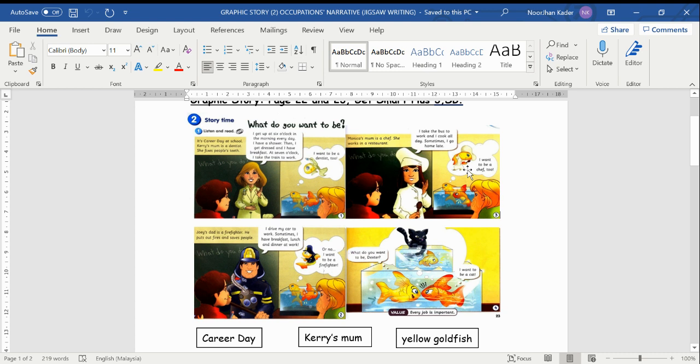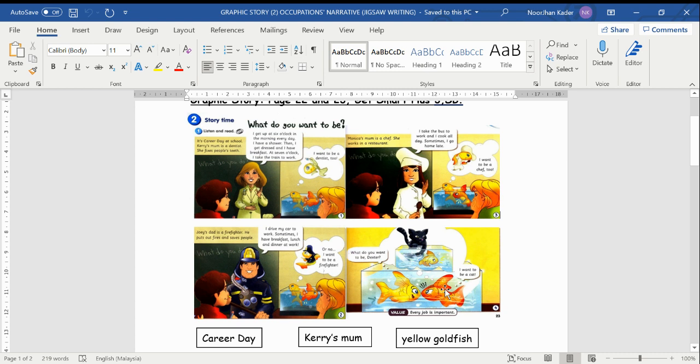And in the third frame, you can see that it is wearing a chef's costume. That means it's actually imagining. It's imagining itself to be a dentist, it's imagining itself to be a firefighter, then it's imagining itself to be a chef. So we can understand it's imagining because you can see the picture showing itself wearing those costumes. So it is not only telling the other goldfish, the orange goldfish, but it's also imagining. That's why you can see the picture of it wearing different costumes.